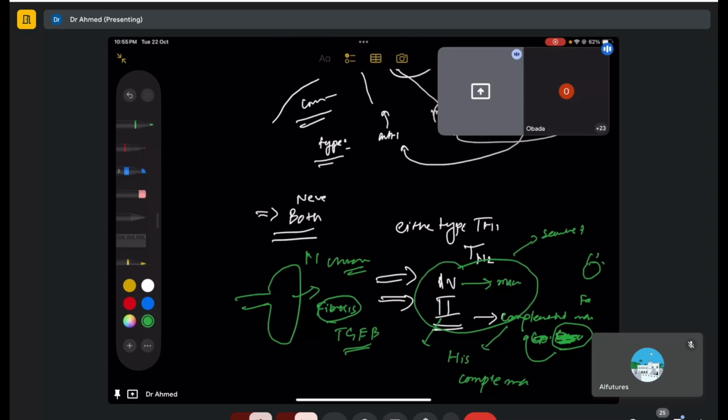Okay, any questions? I want to add that we can give them pirfenidone, which inhibits TGF beta. Yes, we can give them. What's the name of that drug? Pirfenidone, right? Okay, in order to inhibit TGF beta.